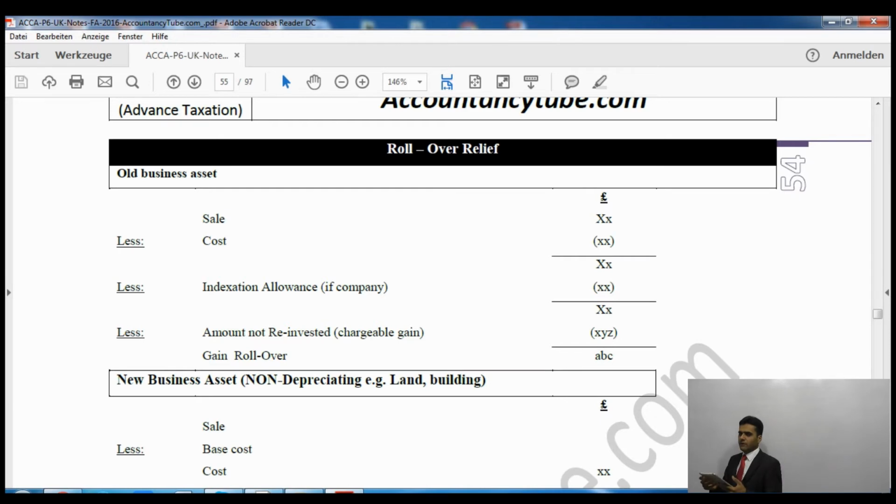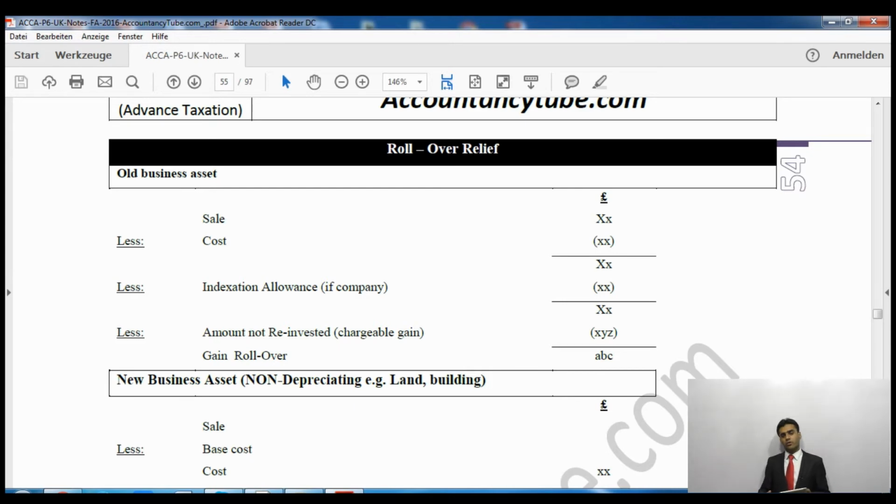Now there are some reliefs available for capital gains tax purposes, one of which we have already seen, which was entrepreneurs relief. If we are qualified for entrepreneurs relief, we know that we have to pay tax at the reduced rate of 10% instead of 18% or 28%, or 10% or 20% respectively for different things. So we will be paying tax at the rate of 10% if our disposal is qualified for entrepreneurs relief. Now there are some other reliefs as well.